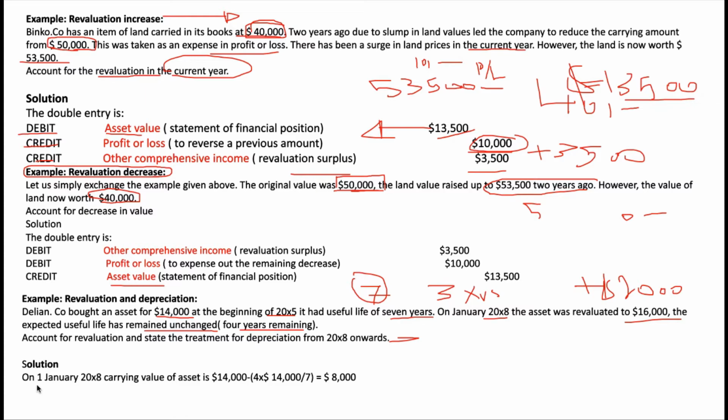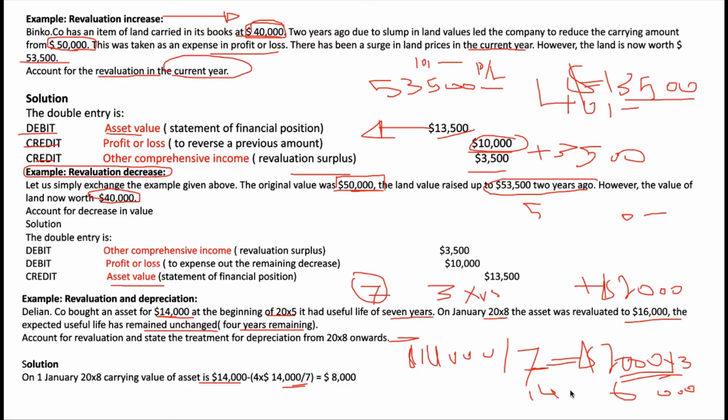Solution. On 1st January 2000x8, the carrying value of the asset shall be 14,000 minus the depreciation. The initial depreciation is 14,000 divided by 7 years, equal to 2,000 each year. This is the depreciation over 3 years, total 6,000. The total is 14,000. 14 minus 6, remaining 8,000.